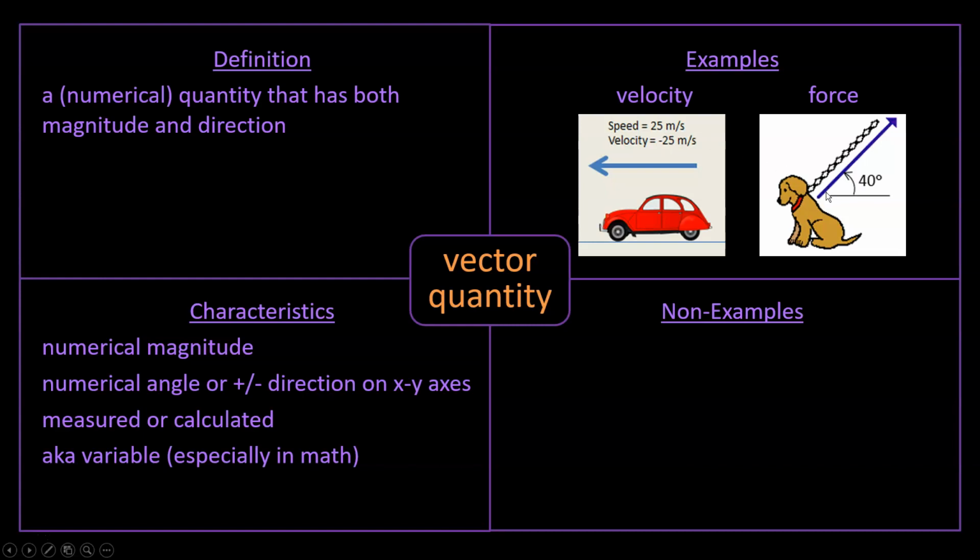And here's a force. So the person holding the leash is pulling up on the leash at a 40-degree angle. So this is an example where we use a plus or minus sign to show the direction, and here's a case where we use a directional angle to show the direction. Let's look at some non-examples: temperature and weight, and of course we described in the previous slide how it makes no sense for them to have direction.